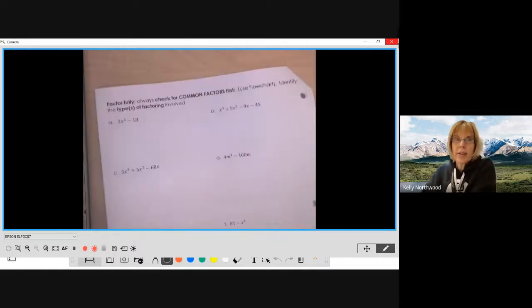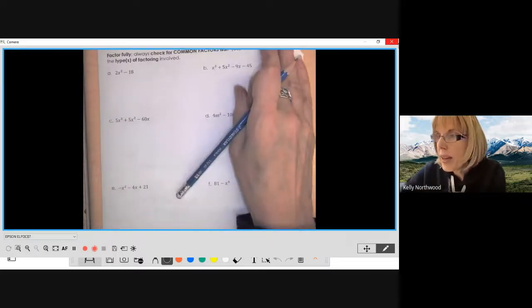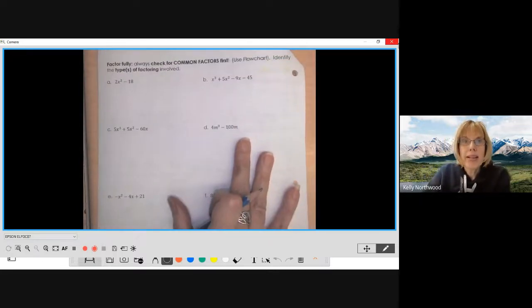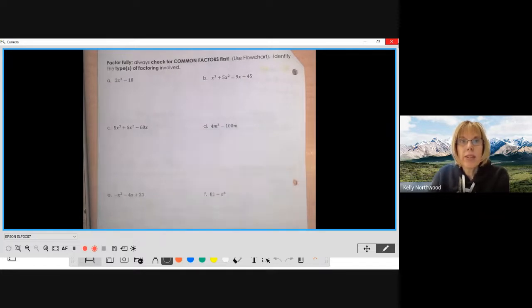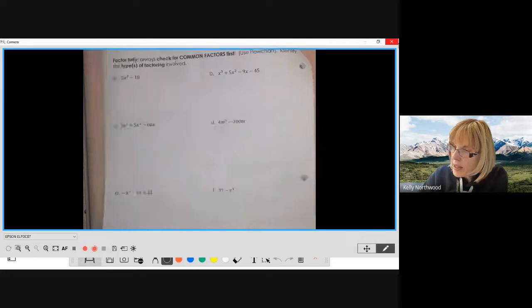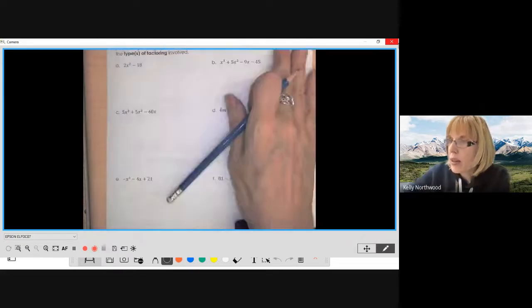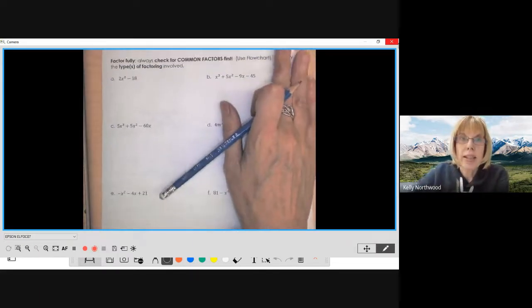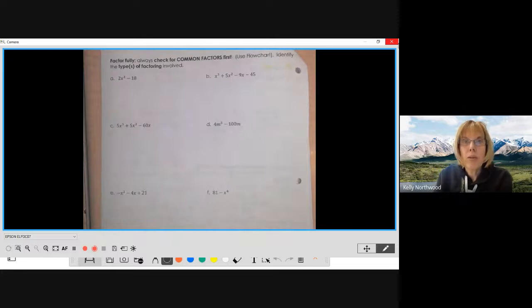Okay, so now we're on to what factoring would have ended up like for you in grade 10. So factor fully. We've gone through all the different kinds that you learned in grade 10, but now you culminated last year in factor fully: always check for common factors first, use the flow chart, identify the types of factoring involved. Okay, so here we go. Just putting it all together now.